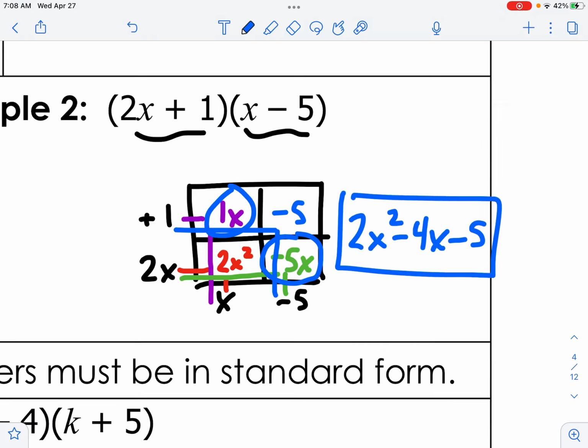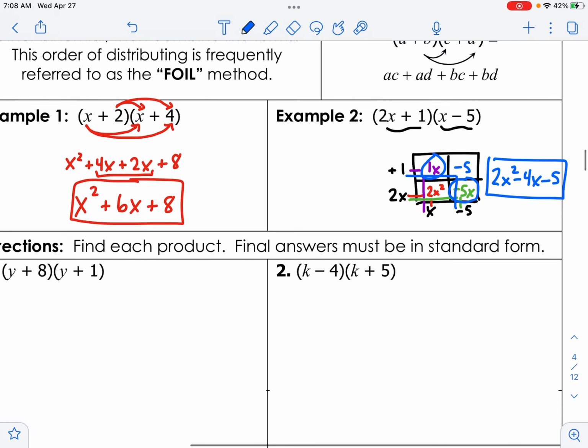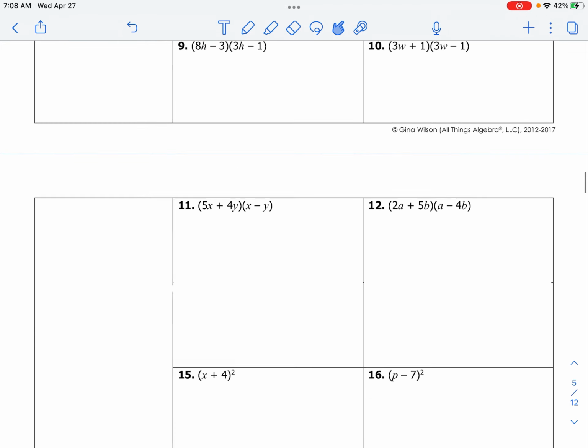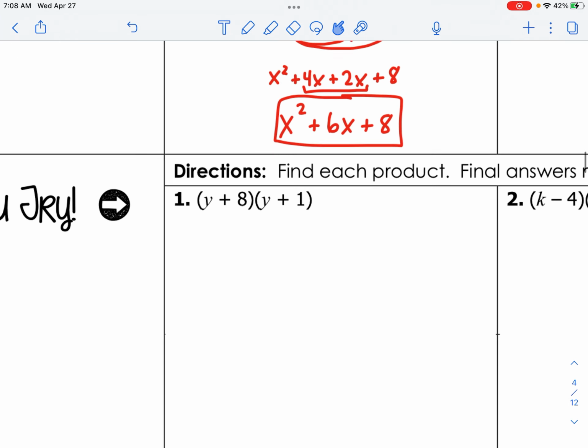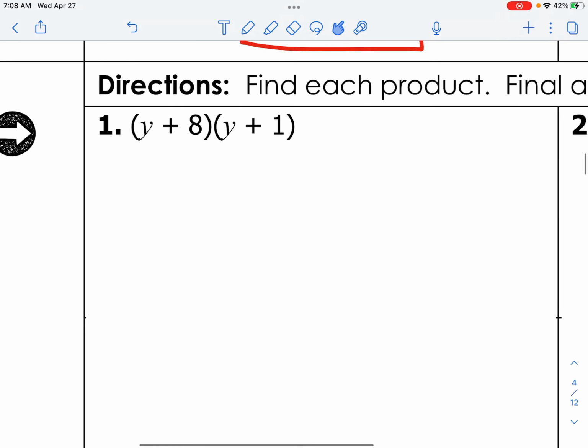So Mr. Warner doesn't really care what method you use, but those are the two methods that we use when we're multiplying polynomials. All right, so I'm going to walk you through some of these examples here. We're not going to do all of them, okay, but you should copy down the ones that I do, and then you'll use the rest of the time to work on your homework and so forth.